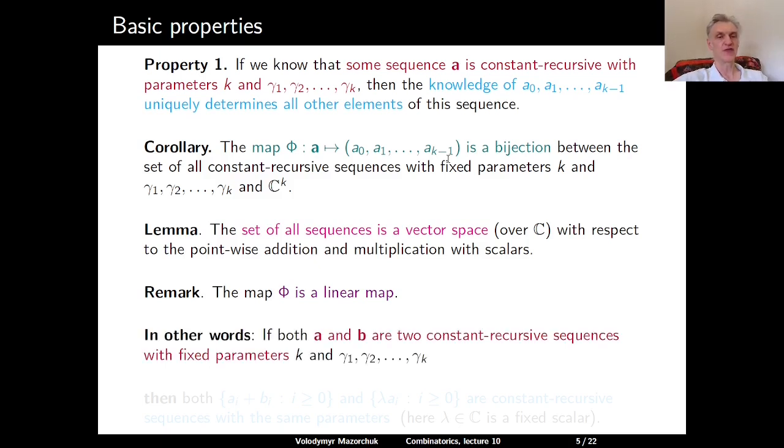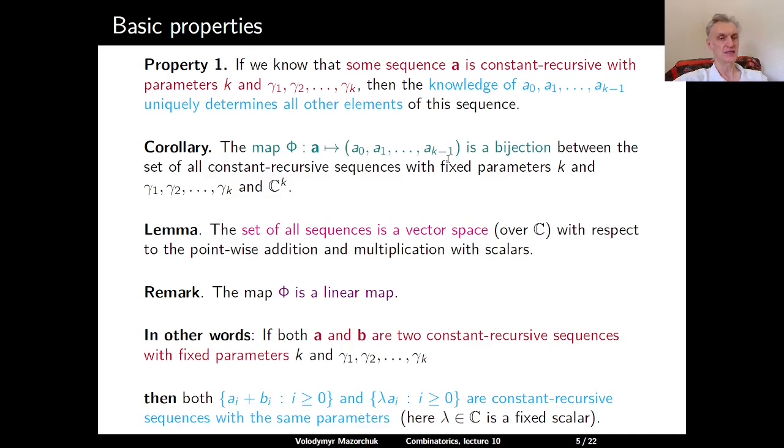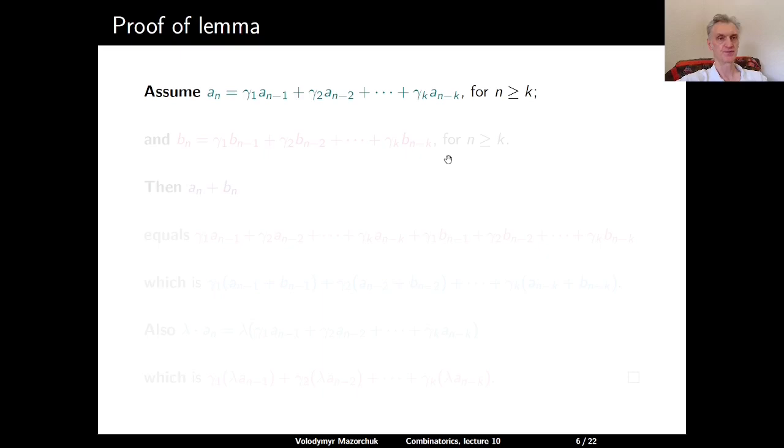In other words, if both A and B are two constant recursive sequences with fixed parameters k and gamma 1, gamma 2, and so on, gamma k, so here the point is that the parameters should be the same for both A and B, then the sum of A and B, which is the sequence consisting of a_i plus b_i, and the sequence lambda a_i, so lambda A, where lambda is a fixed scalar, both the sequences are constant recursive with the same parameters. So let's prove this.